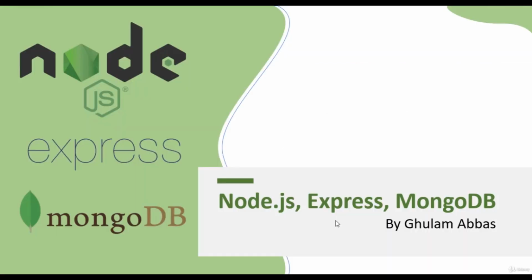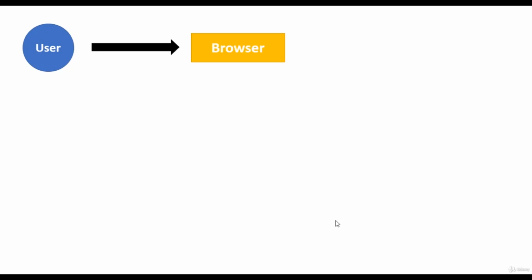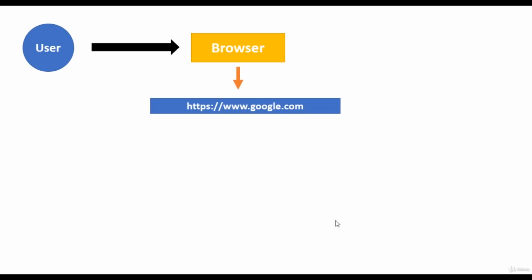Welcome back. In our previous video, we discussed the protocols, and now in this video, we will discuss how a complete website works. So let's see. First of all, we have a user that uses the internet to get a web page or a website. First of all, the user opens their browser and types a URL in the browser, for example, HTTPS, which is the secure protocol, www.google.com. The user wants to get this web page on their browser screen.